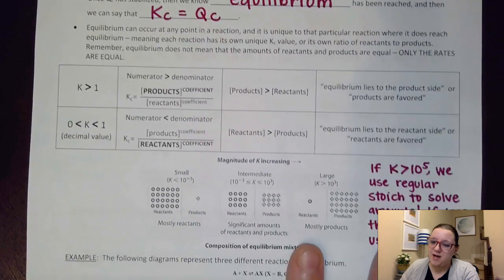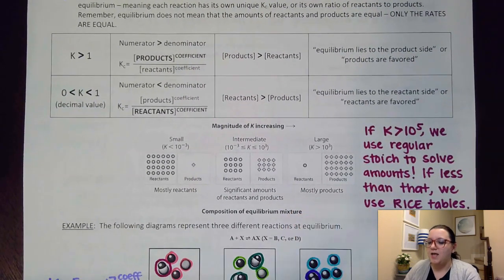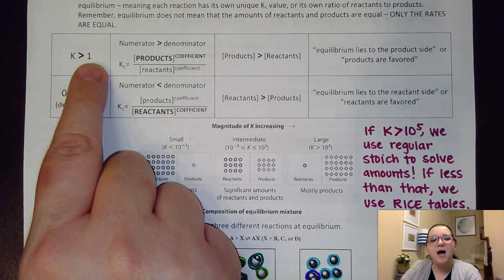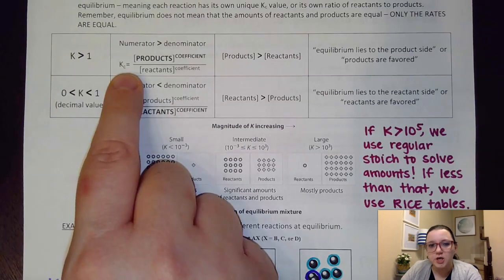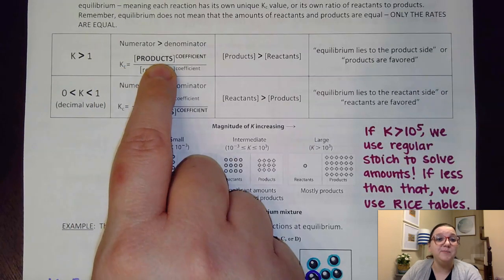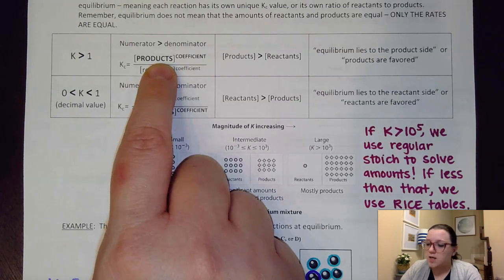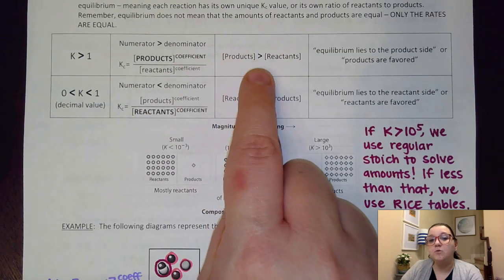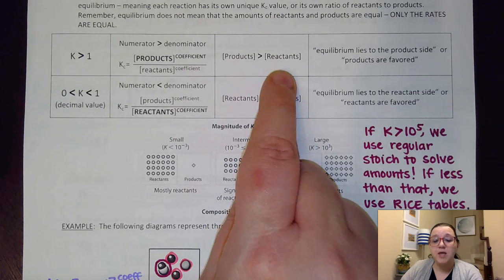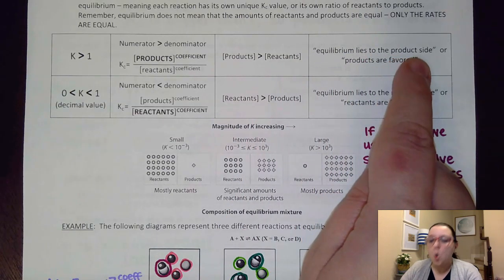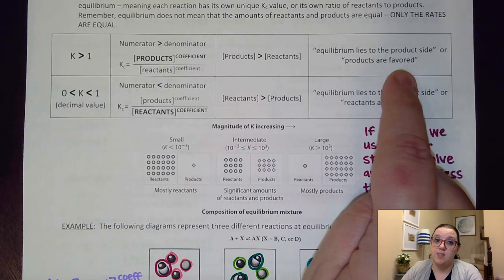So now let's talk about math for a moment. Let's say that I have a K value that is larger than 1. Well, if I think about the setup of that ratio, to get a Kc bigger than 1, that would mean that the numerator would need to be bigger than the denominator. And if I think about the setup of that ratio, the products are in the numerator. So that would mean that products must be greater than the reactants at equilibrium. And so another way that we can word that is that equilibrium lies to the product side. Or we can say that products are favored in that equilibrium.